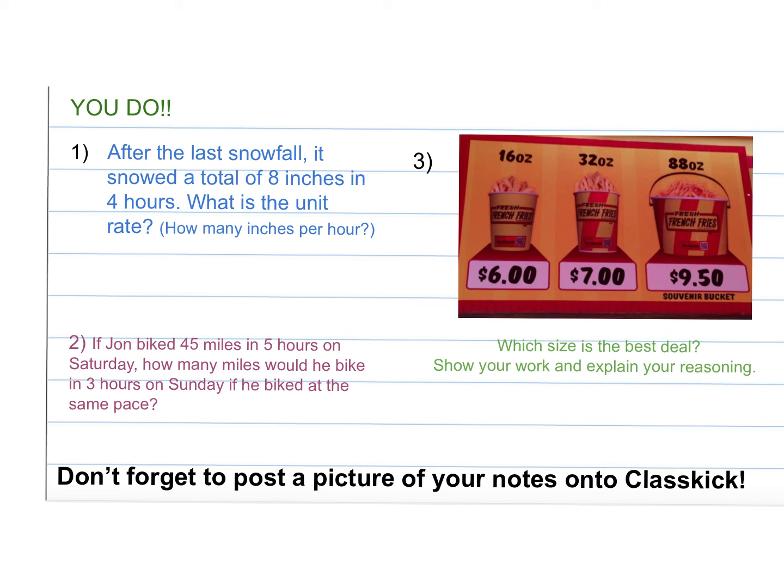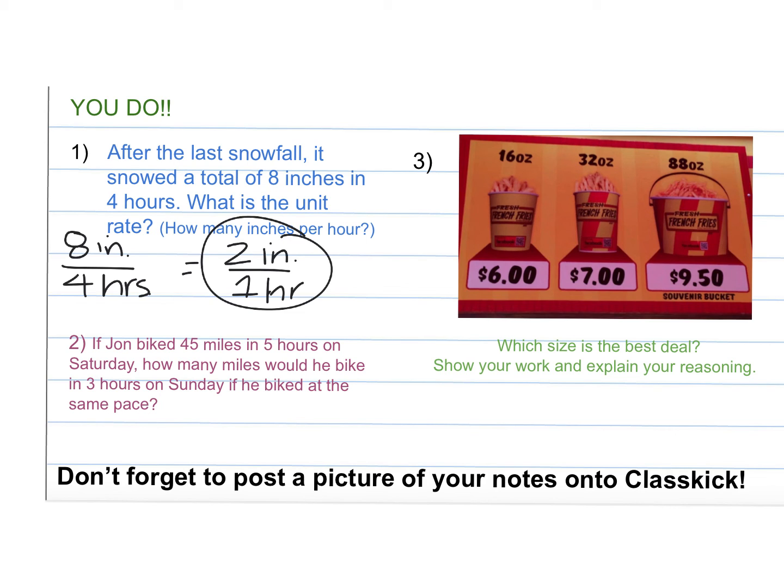After the last snowfall, it snowed a total of 8 inches in 4 hours. What is the unit rate? So 8 inches in 4 hours. We want to know how many inches per hour. So we would do 8 divided by 4, which is 2. So then it's 2 inches per hour.